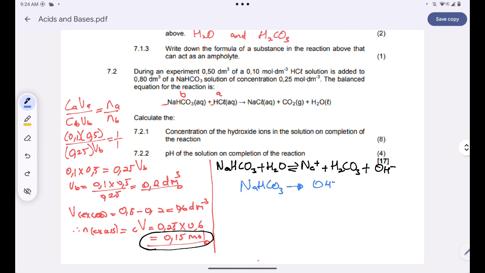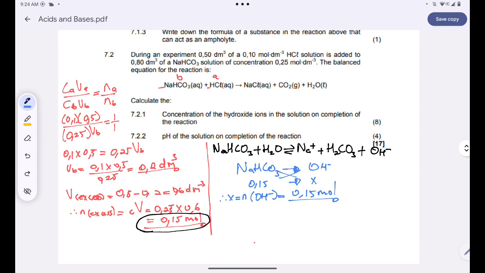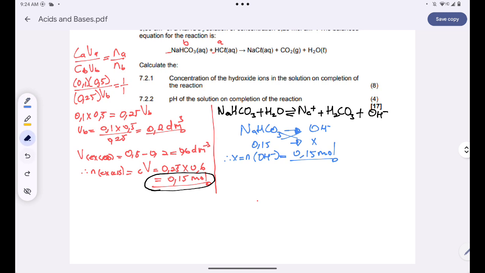But now I do not have 1 mole of sodium carbonate. I have 0.15. I want to know how much of the hydroxide ions I will form. Simply cross multiply. Therefore X, which represents the number of moles of the hydroxide ions in the excess solution, will be 0.15 moles.